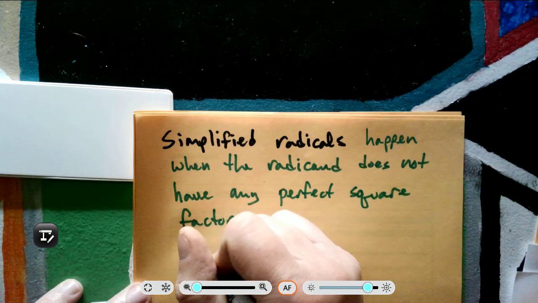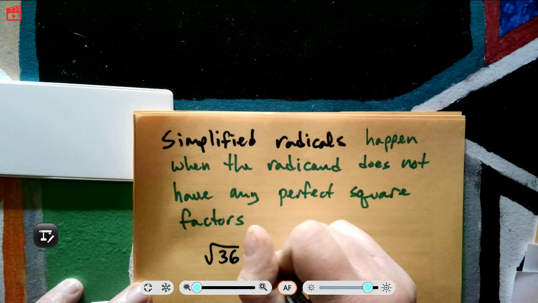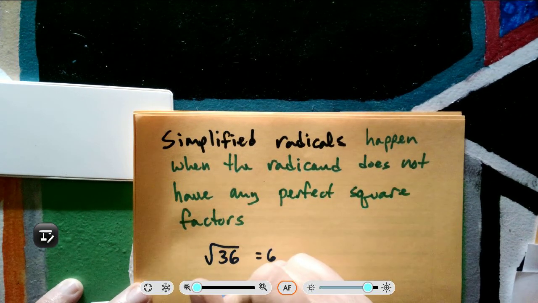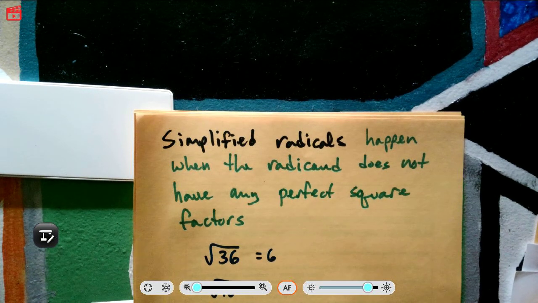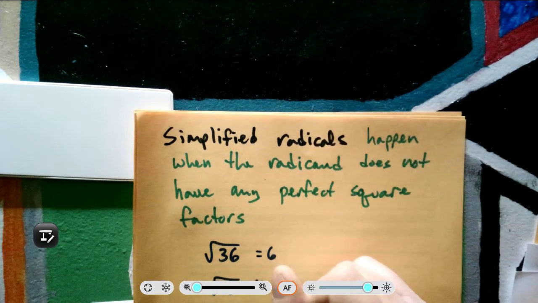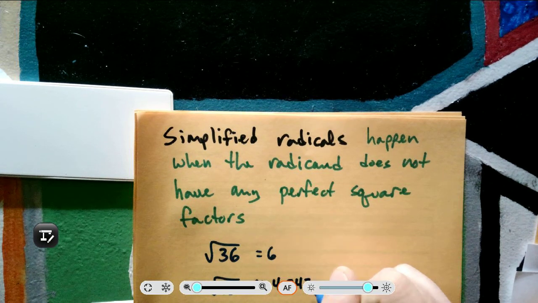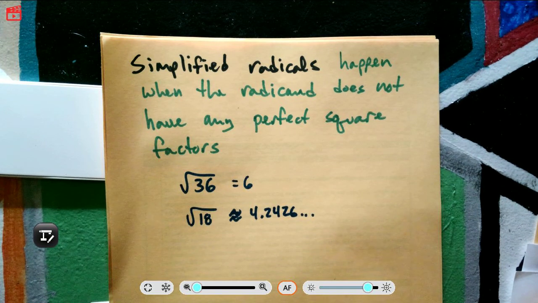All right. So square root of 36 is a perfect square, because that gives us 6. Square root of 18 does not, or is approximately equal to 4.246 and goes on. That's not a whole number. So 18 is not a perfect square.